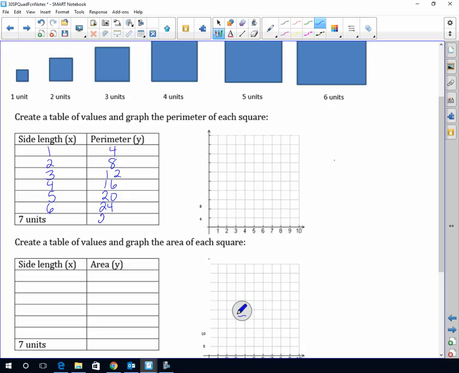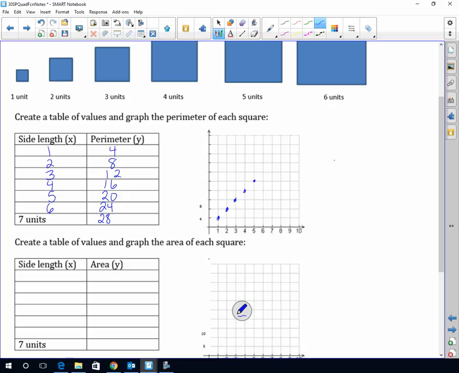Okay, let's plot this. Remember how to plot? Everybody see my scale here? My y is going up by 4s, just so you know. So 1, 4, 2, 8. Isn't that convenient that I had that scale like that? 3, 12, 4, 16, 5, 20, 6, 24, 7, 28. And is this something that I can actually connect together?